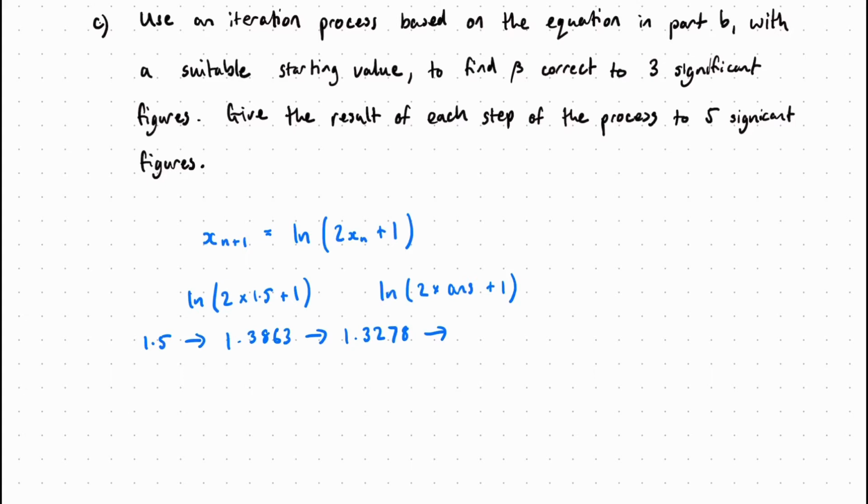So when I press equals again, I get 1.2962, and then I press equals again and I get 1.2788, equals again gives me 1.2691, equals again gives me 1.2636.